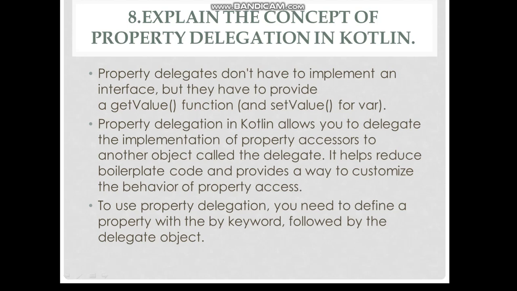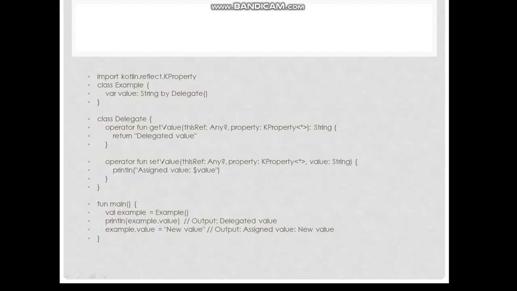So if you use the get value or set value method, we can call those methods, and only then can we operate on those properties. So to use property delegation, you need to define a property with the by keyword followed by the delegate object. So we need to use the by keyword with a delegate object. Okay, so we will see one example here.